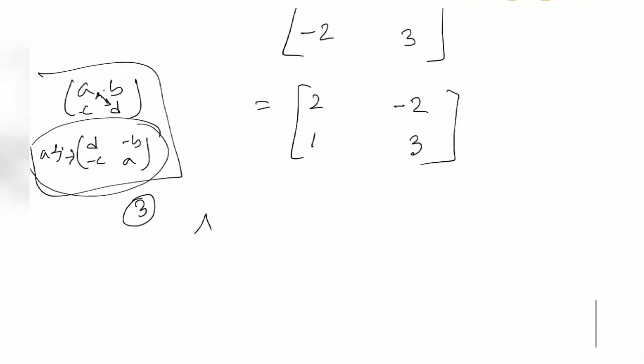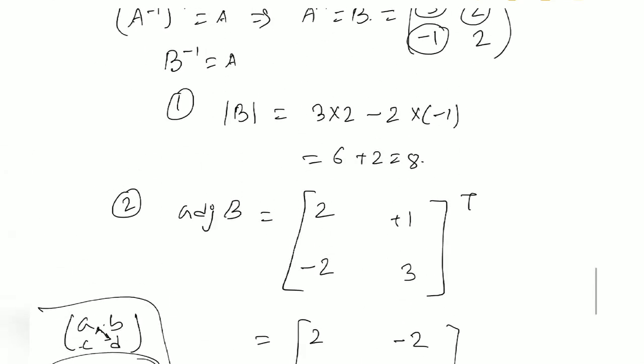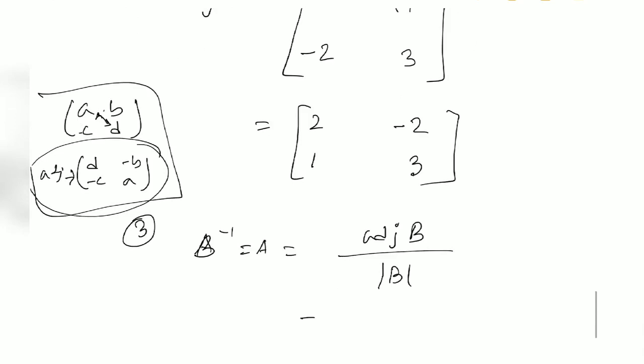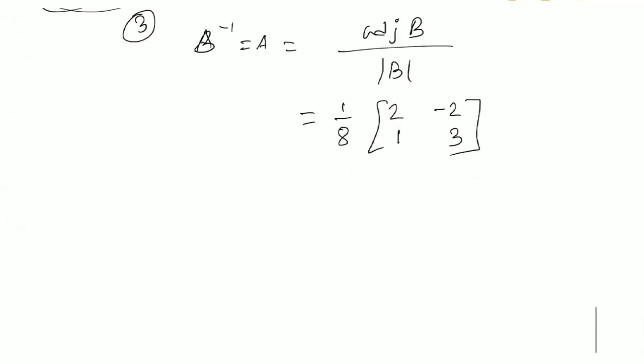Fine. In the third step, you need to find B inverse, and we know that B inverse is the adjoint of B divided by the determinant of B. So you have the adjoint of B and the determinant of B. Just divide them and you will get B inverse, which means you are getting A, and that is actually the solution.